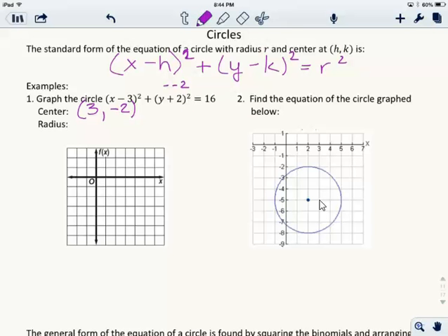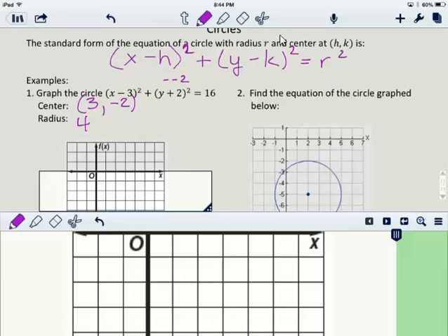So the radius, again, remembering that in our formula it's radius squared, we need to take the square root of 16. So in this case, our radius for our circle is 4. To graph our circle, we need to start with our center at 3, negative 2.